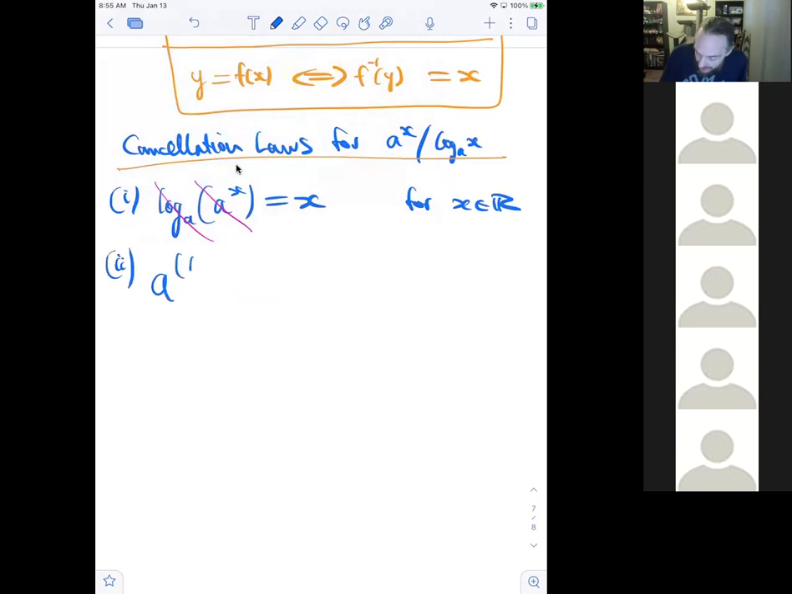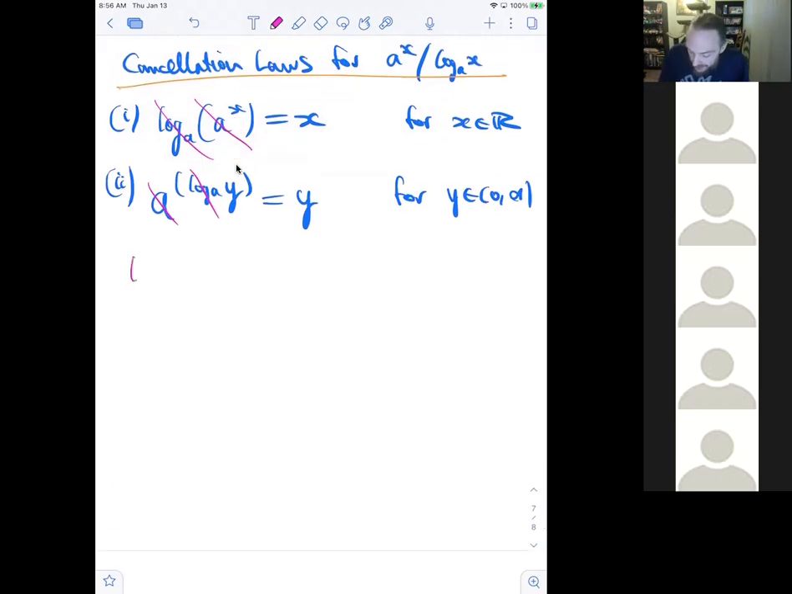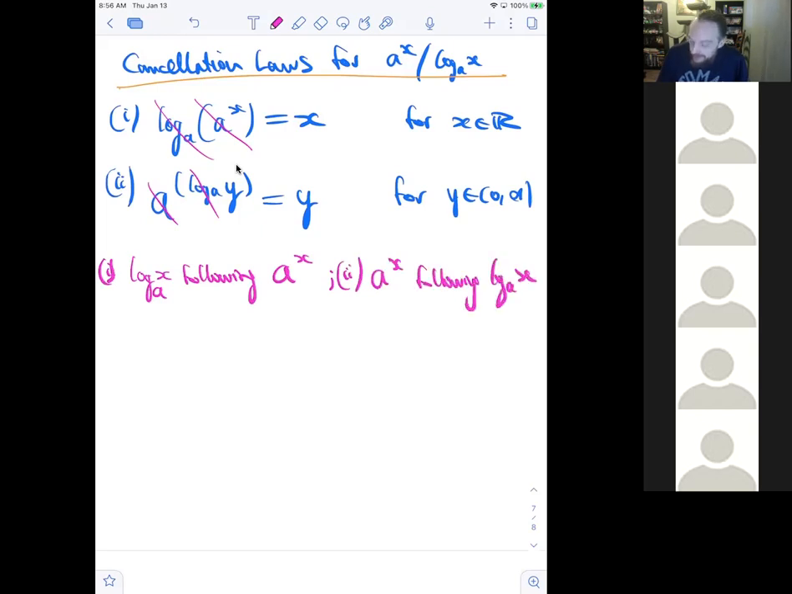Two, a to the log base a of y equals y, for y in (0, infinity). This is saying that you can cancel these types of things. And these are the clever tricks that we're going to use to prove some of the derivatives, et cetera, using these cancellation laws in reverse. If you're doing composition, this is log base a following a to the x, or this is one, and two is a to the x following log base a of x. As soon as you compose those functions, because they're inverses, they cancel each other off.